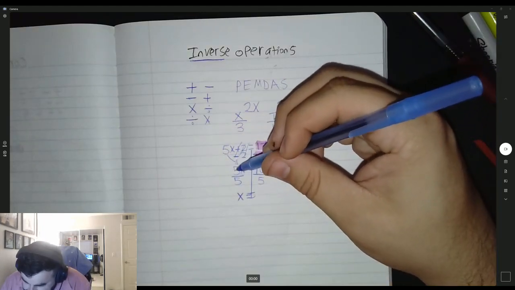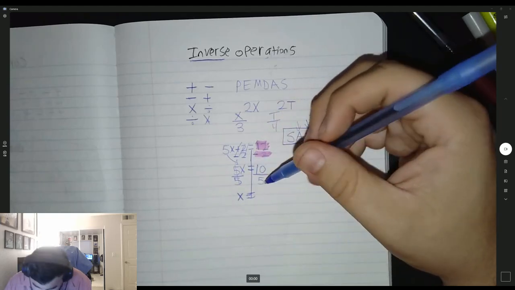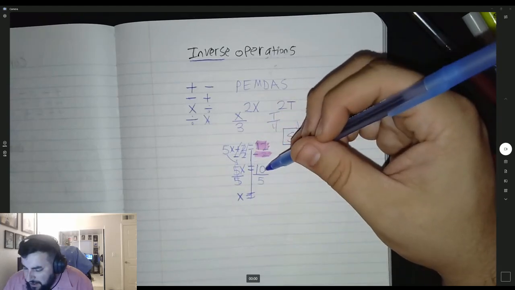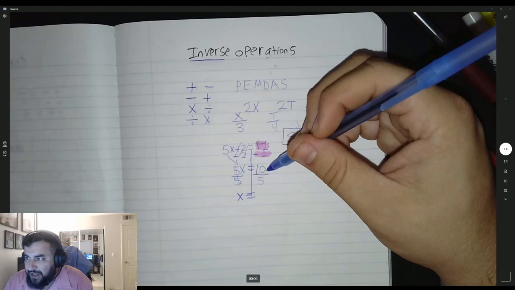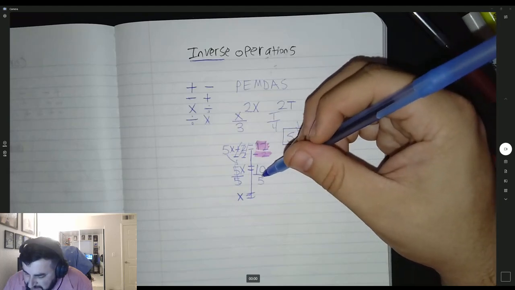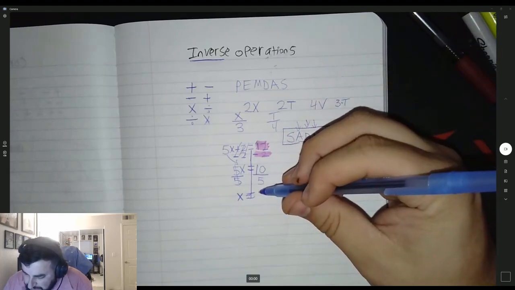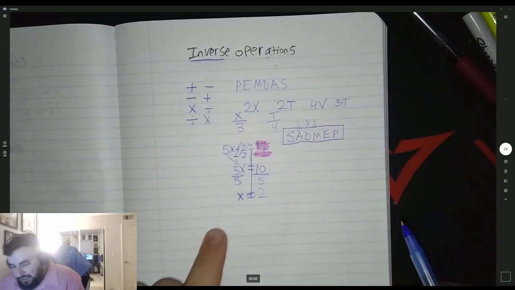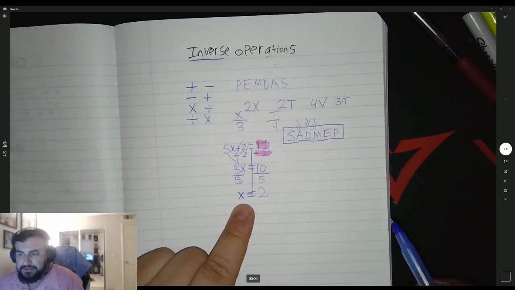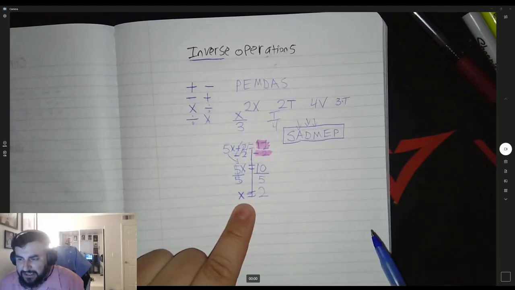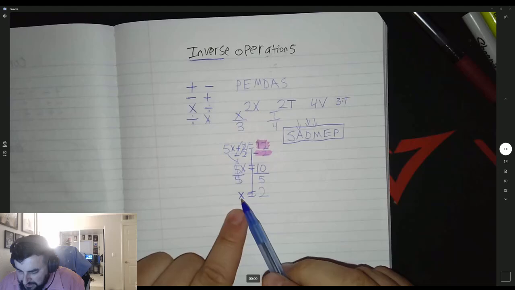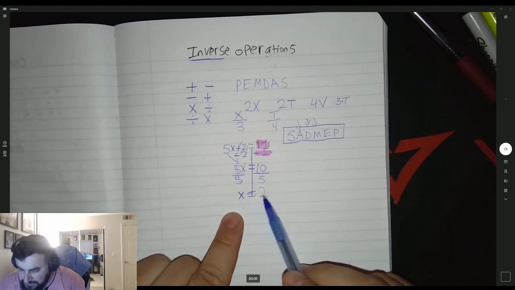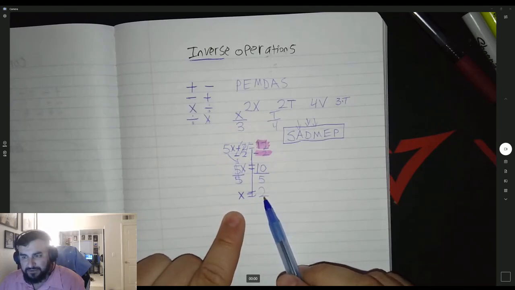Now, look at this right here. The 5s, I'm just going to cross those out. They no longer exist, really. And now this is just basic division. In a calculator, 10 divided by 5 equals 2. And this is where I put my 2. And now you have to ask yourself, is there any more things multiplying to x? Is there any more things being added to x? No, there's not. So guess what? x equals 2. And that's how you do inverse operations.